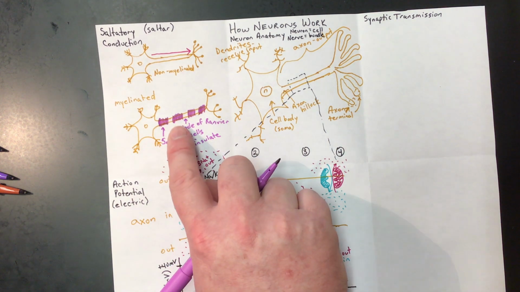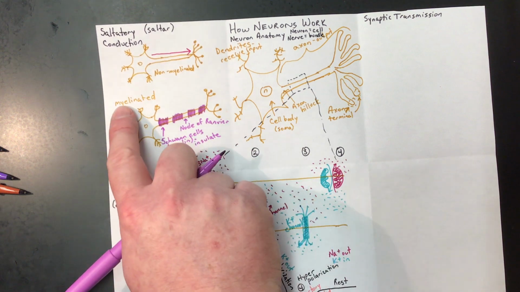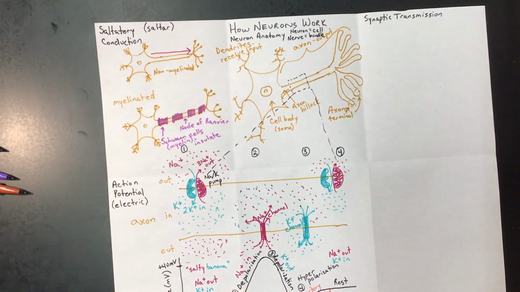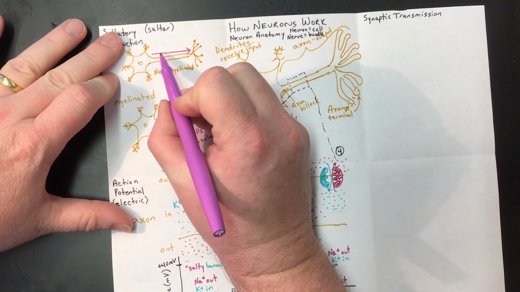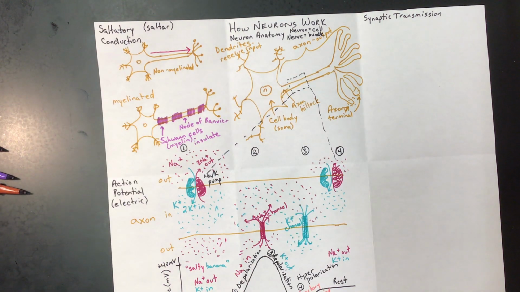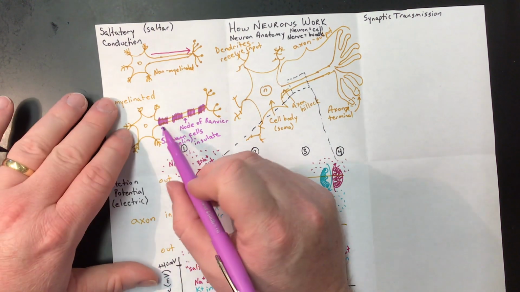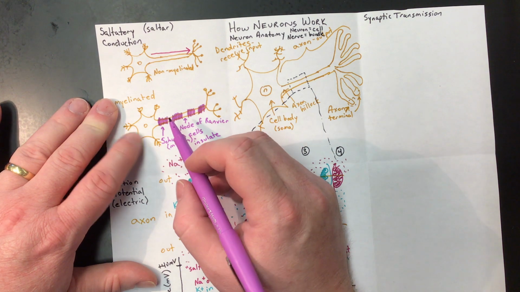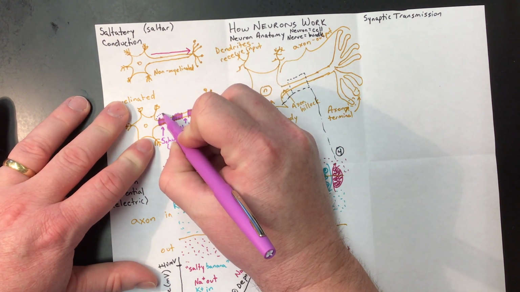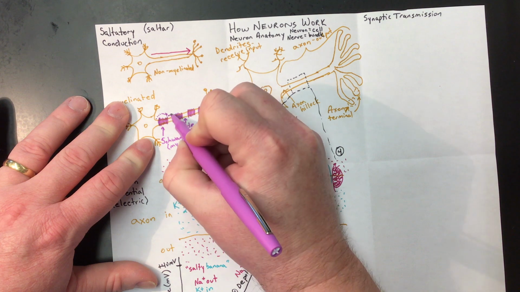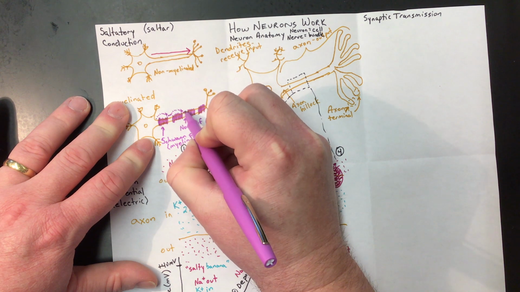And what's different in a myelinated axon compared to a non-myelinated one is that the non-myelinated axon needs to send the signal all the way down. But in a myelinated axon, the signal jumps, the signal leaps from one node to the next.